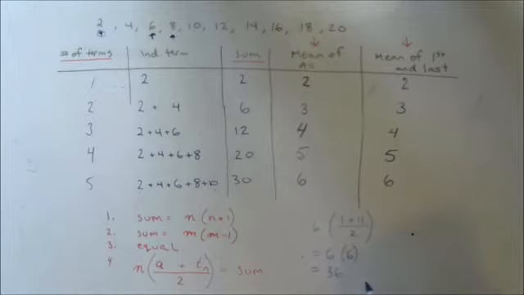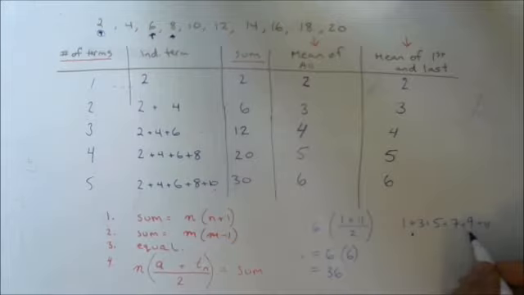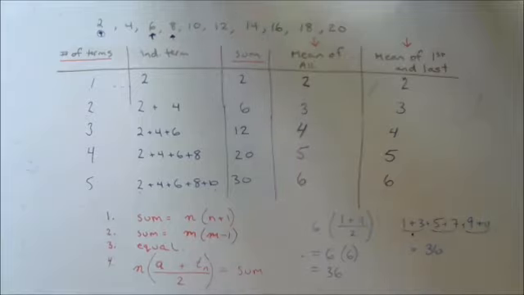And we have 36. Well, let's see what happens when we actually add 1 plus 3 plus 5 plus 7 plus 9 plus 11. Here we have 20. Here's 32 plus 4, 36. All right.